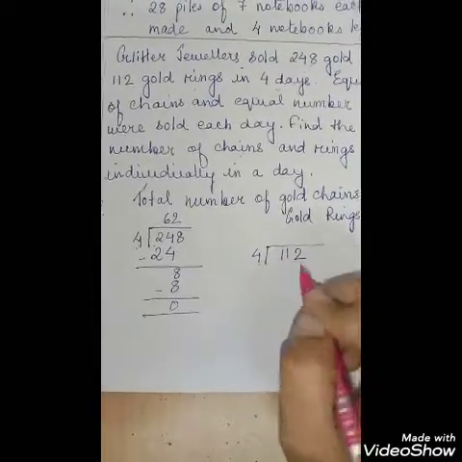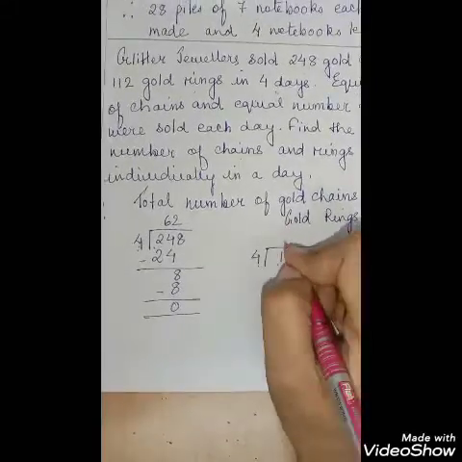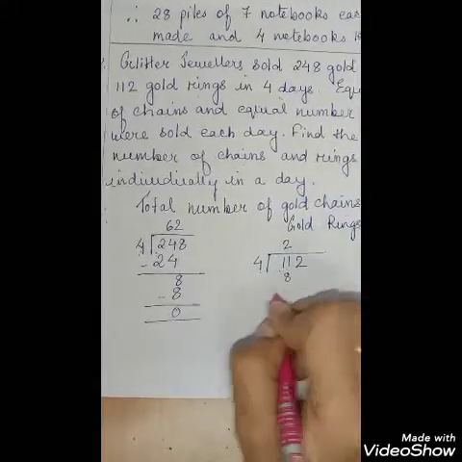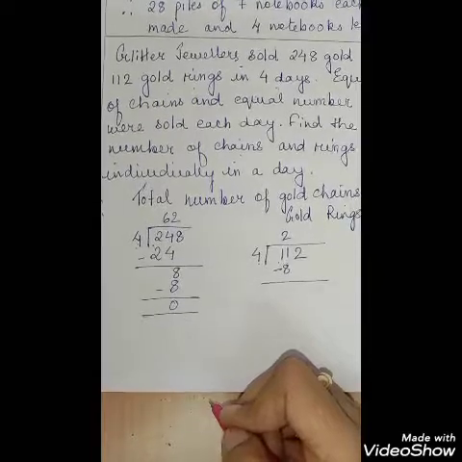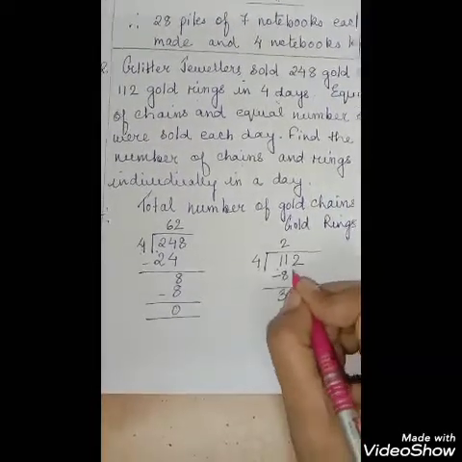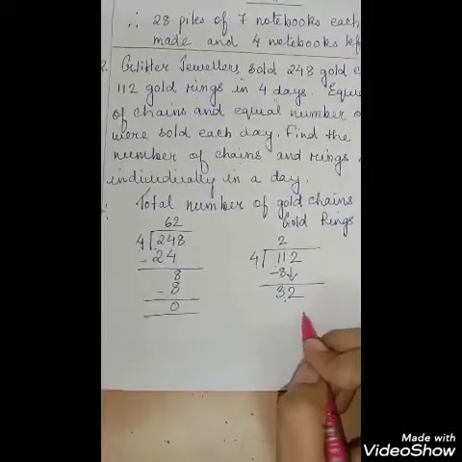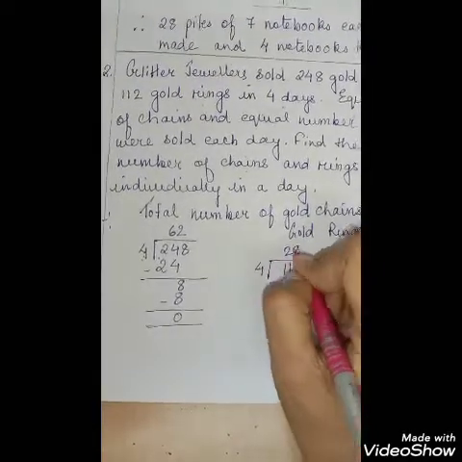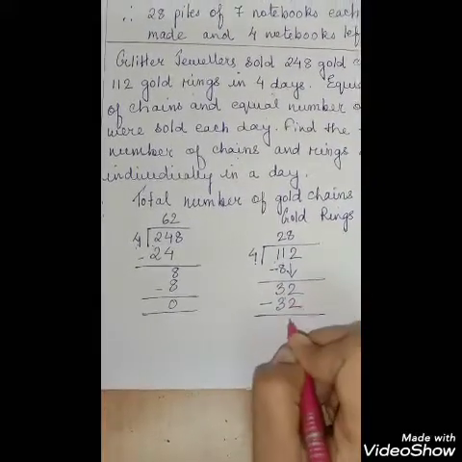First 2 digits I will take 11. 4 how many times goes in 11? 4 2 times is 8. 11 minus 8 is 3. 3 is smaller than 4, so bring down the next number, that is 2. Now it becomes bigger, 32. 4 8 times 32. 32 minus 32, 0.